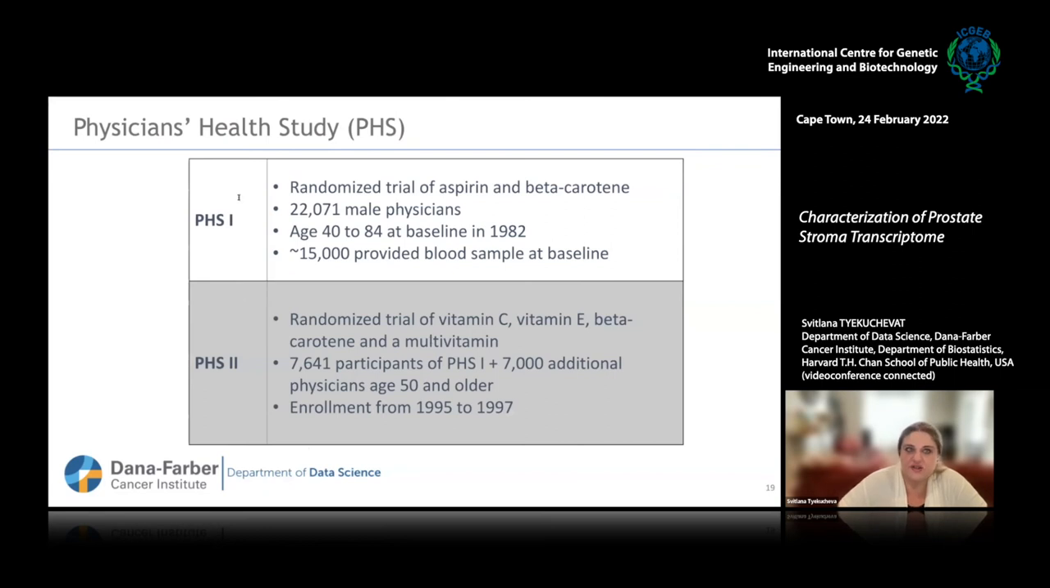The other part of it is the Physicians' Health Study. The Physicians' Health Study was a randomized trial of aspirin and beta-carotene. Again, this cohort started a long time ago, and 15,000 patients provided blood samples at baseline. The second part of the study is a randomized trial of vitamin C, vitamin E, and beta-carotene and multivitamin. The goal of those trials is to understand if they can be used as a prevention for different diseases, including cancer. So the goal of the randomization is to compare the difference in the incidence of different diseases. All participants start healthy, and they are also followed up to this day.